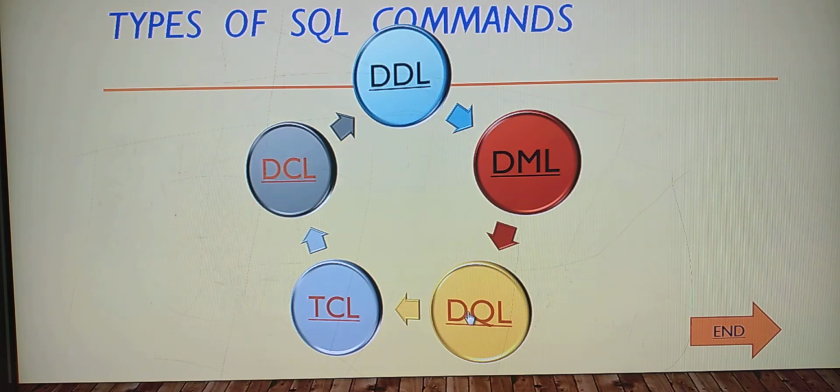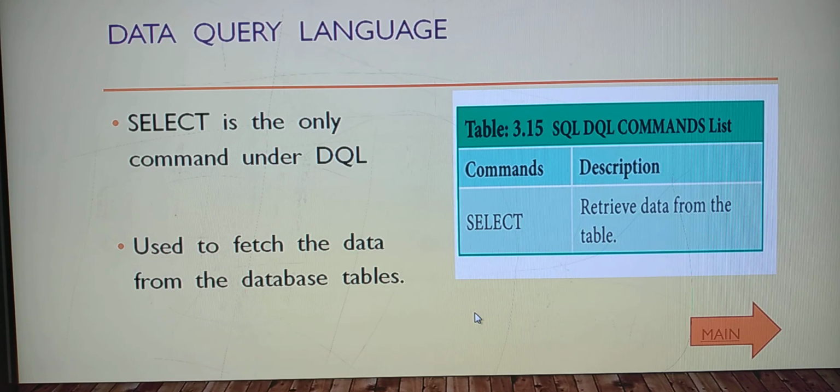Next one is your DQL. Now we can see what DQL is. It is your data query language. You already know what a query is. Just you are going to ask one question. By means of which command will you ask a question? Yes, by means of select. So under DQL you have only one command, that is select.